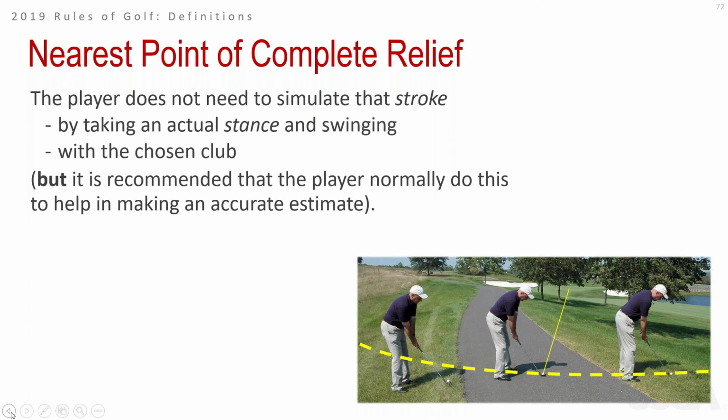Yes, and that could affect the club that he's choosing and the nearest point, right? Because the club might be different. Correct. So his club could actually be different when he's taking this shot. If he's trying to hit a low running 4-iron, that nearest point of complete relief might be different than if he was trying to hit a wedge.